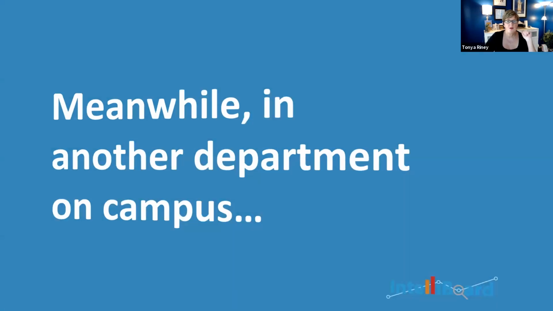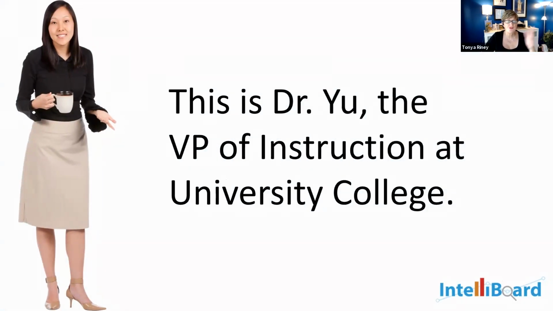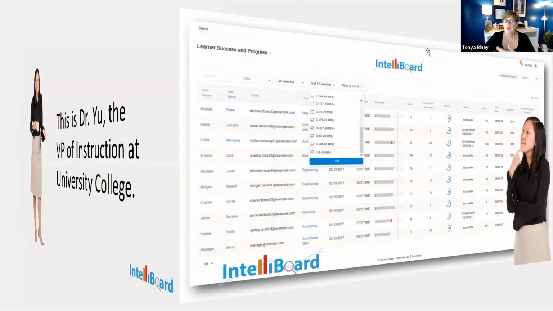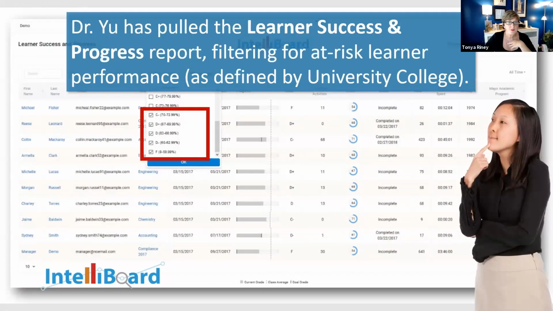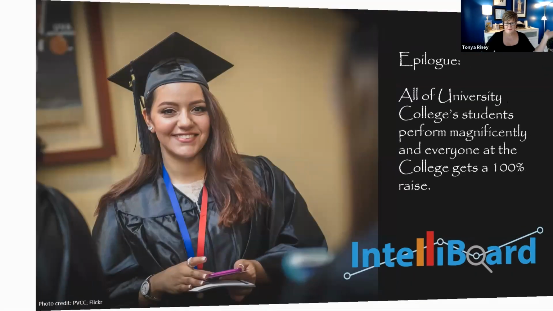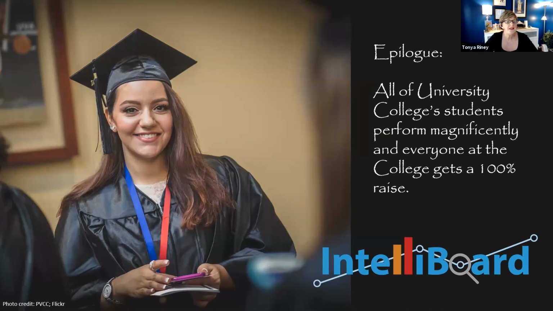Meanwhile, in another department of campus, this is Dr. Yu, the VP of Instruction at University College. Dr. Yu has pulled the Learner Success and Progress report so that she can filter for at-risk students as defined by University College, right? So she can make a decision as to what it means to be at risk, and she can move forward, creating interventions across the campus. Here's our epilogue. All of University College's students perform magnificently, and everyone at the college gets a 100% raise, right? Woo, woo, woo. This is delightful.